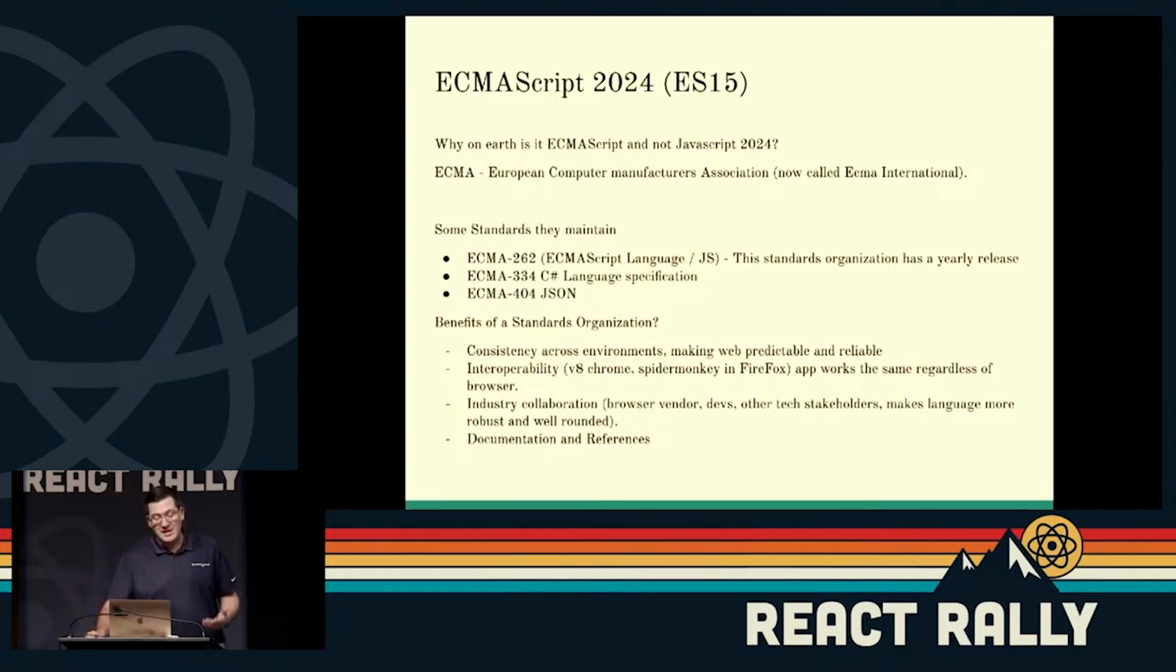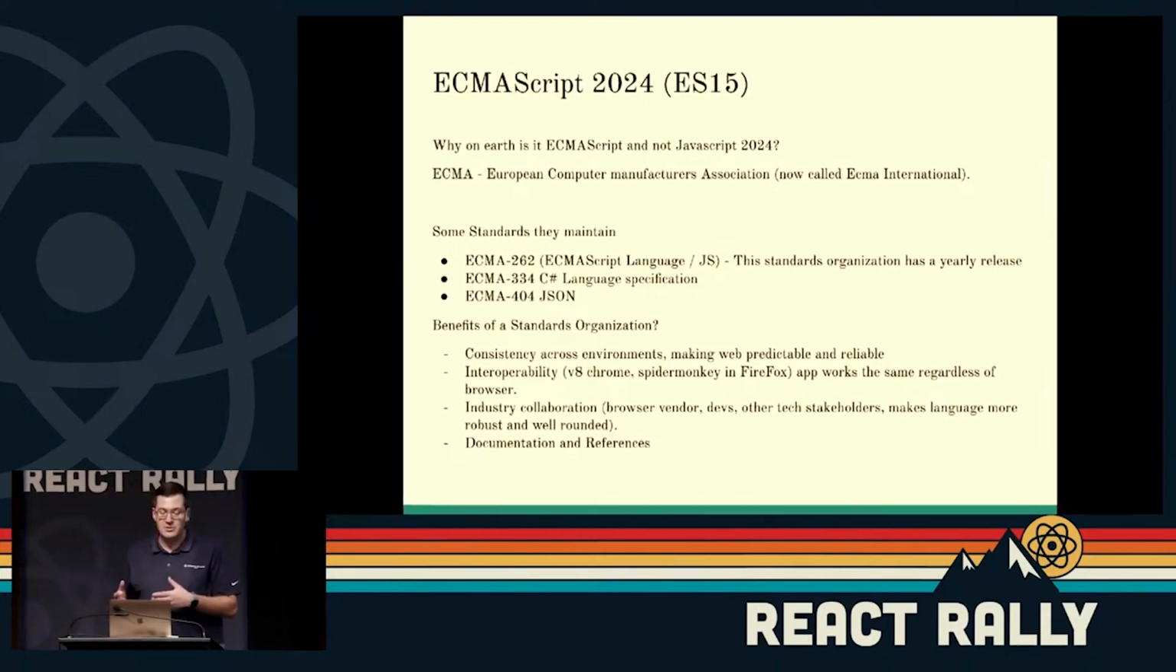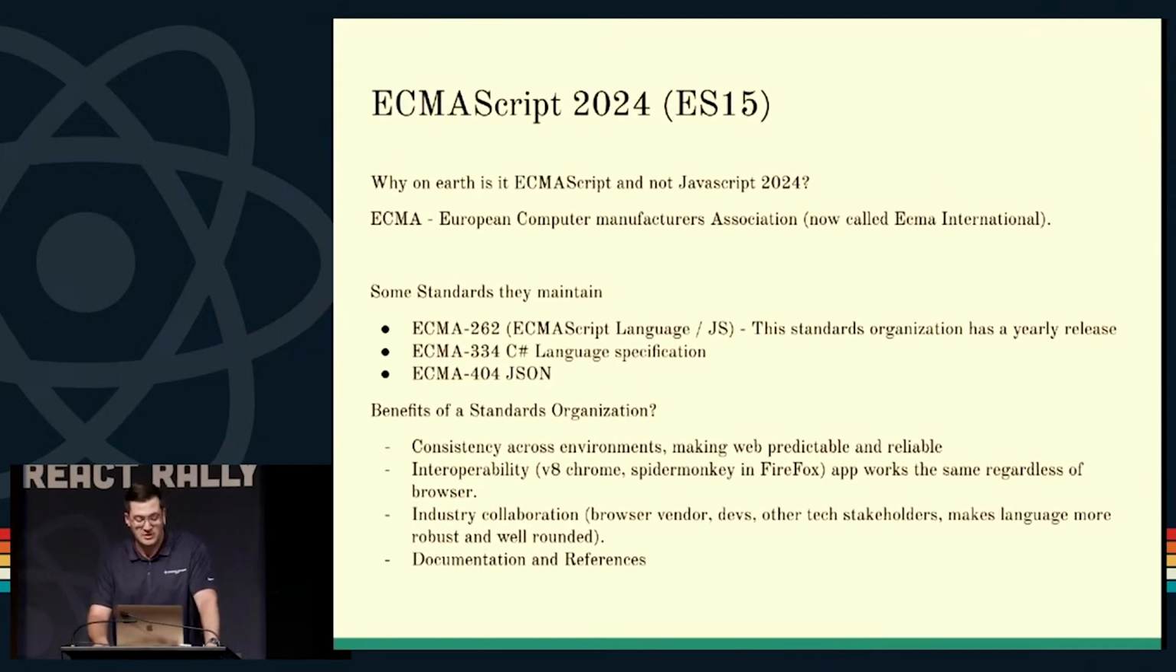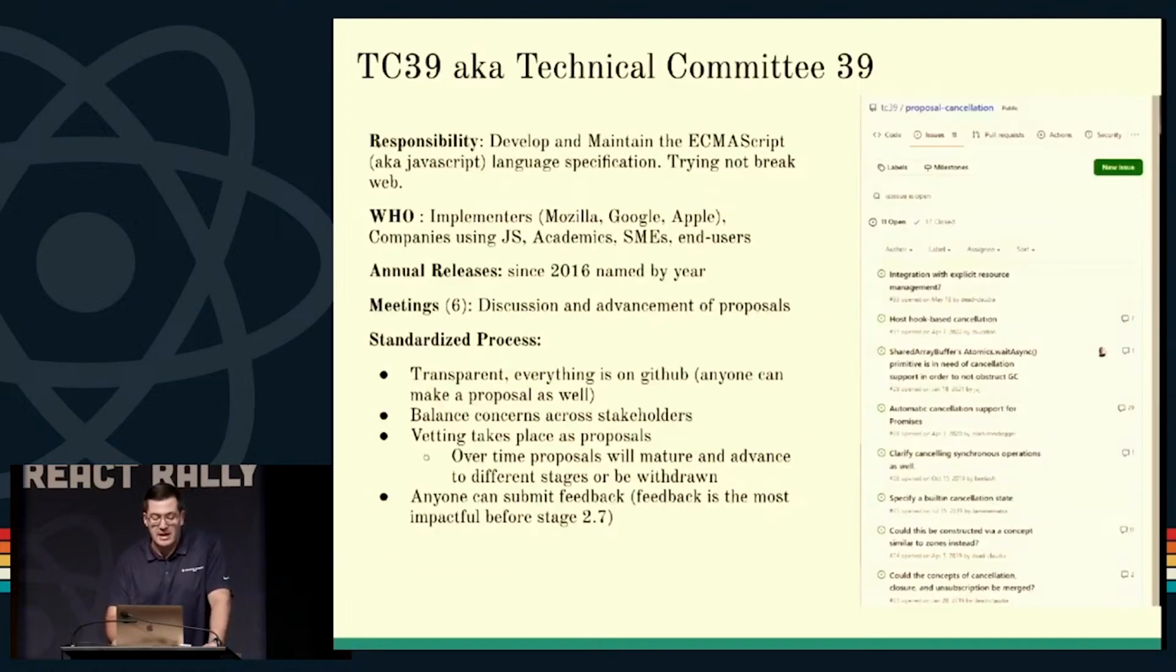So why on earth do you even need a standards organization? Part of that is the consistency across environments, making the web more predictable and reliable. Interoperability. I hate bugs where it just doesn't work in one version of a browser, so ideally apps work the same regardless of the browser. And then there's also a benefit of industry collaboration from the implementers, the browser vendors, different devs, other stakeholders, which makes the language more robust and well-rounded. That way there's ideally only one set of documentation on how core features work.